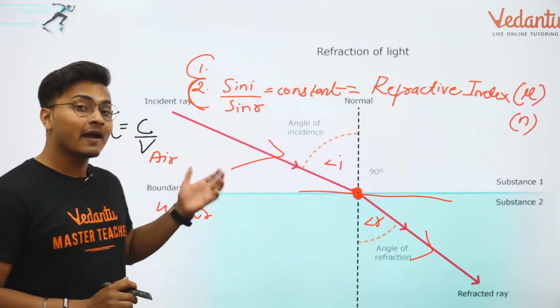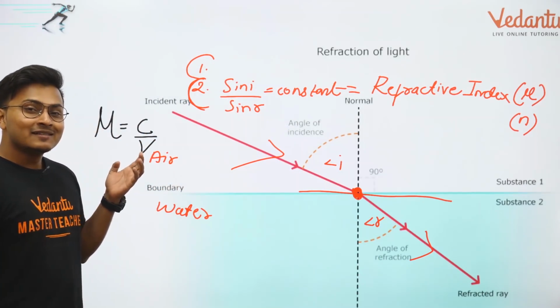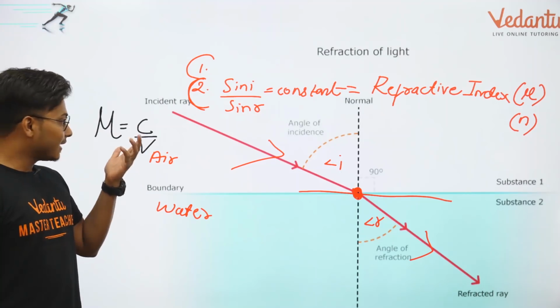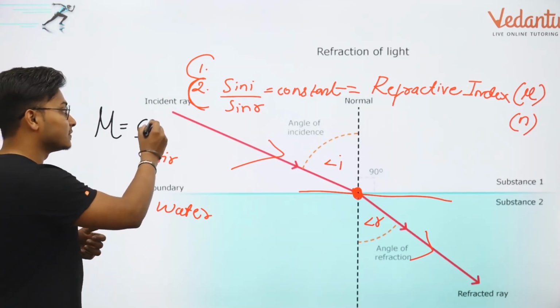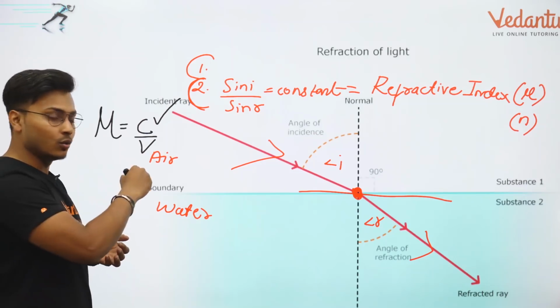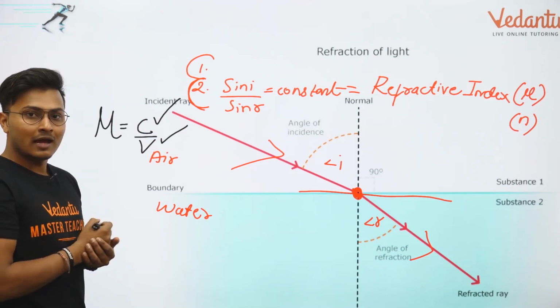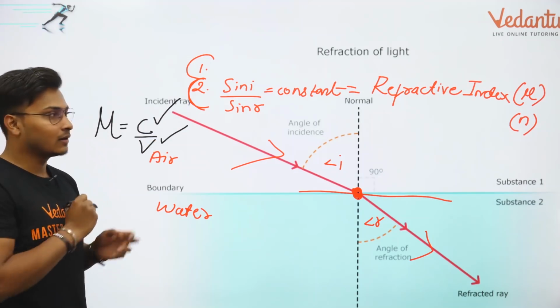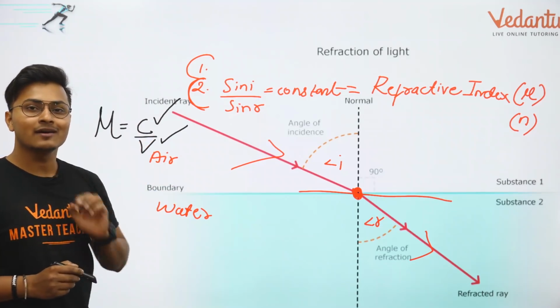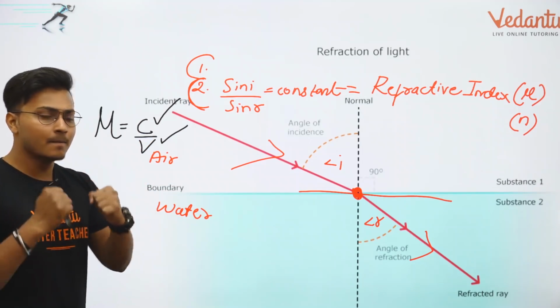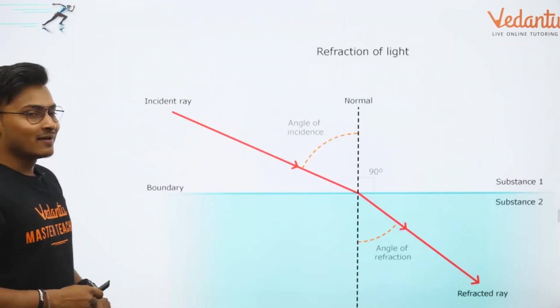Correct? So how will I define it? The absolute refractive index is the ratio of the speed of light in vacuum to the speed of light in the medium. I've defined it, and we have written the formula. Now we have got 3 marks here. Amazing.